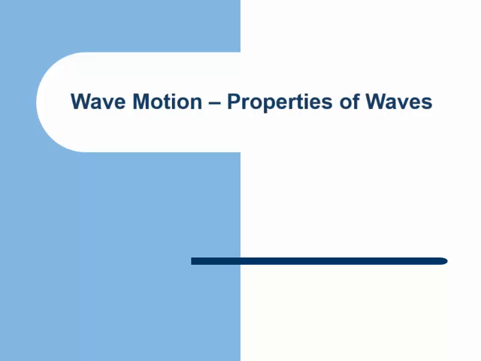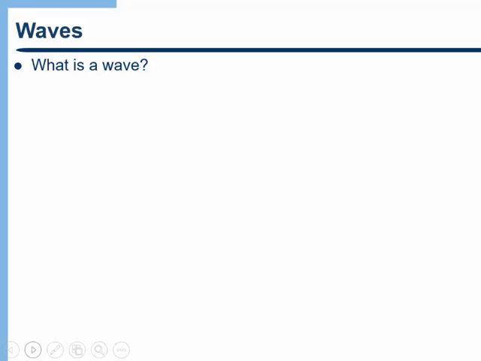In this video, we're going to begin our discussion of wave motion, and specifically here we'll be looking at the basic properties of waves. So the first thing we have to talk about is, what is a wave? Well, a wave is a vibration that moves through space.